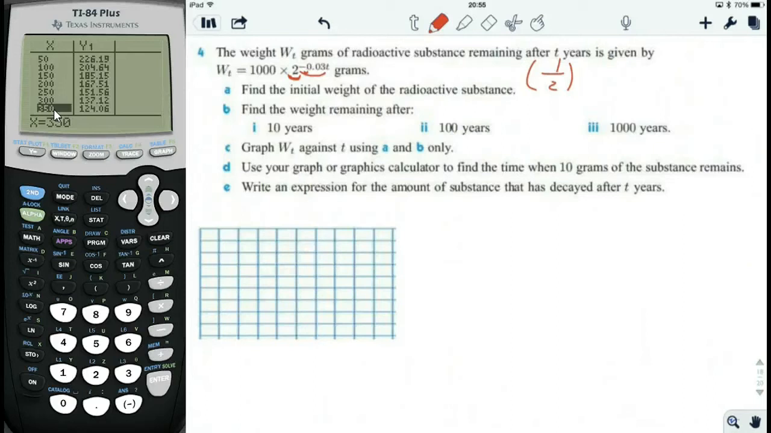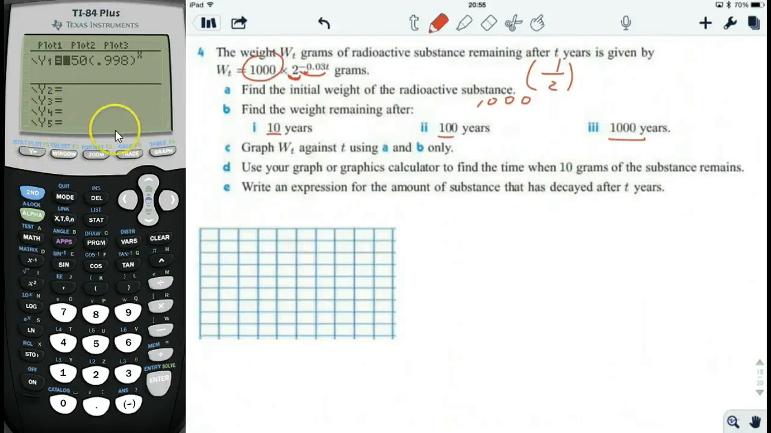So the weight W of the radioactive substance remaining after t years is given by this function. Find the initial weight of the radioactive substance. Now we're getting experienced. When they ask for the initial weight, we know that the exponent part is 1 whenever t equals 0. So what's left is the initial weight is 1,000. So we'll say the initial weight is 1,000. And then we just need to find the weight remaining after 10, 100, and 1,000 years. And now that we know how to use our calculator, we can do this. We can put in an equation like that.